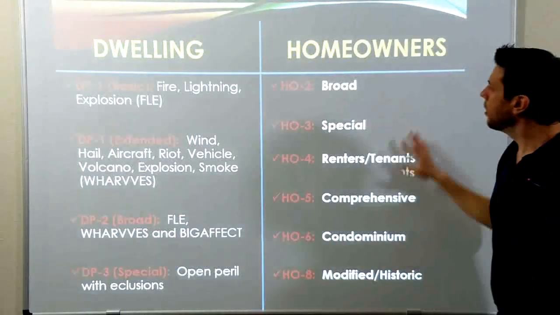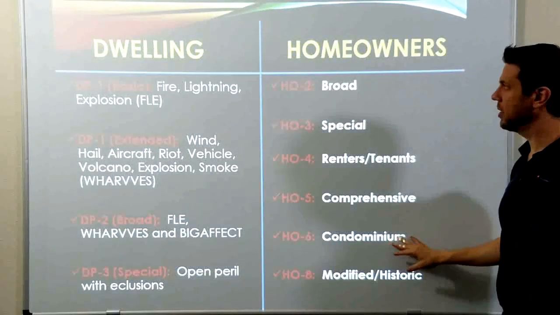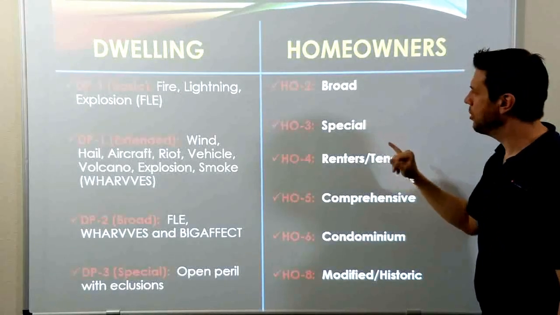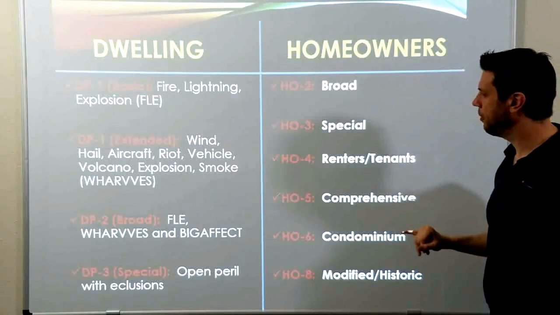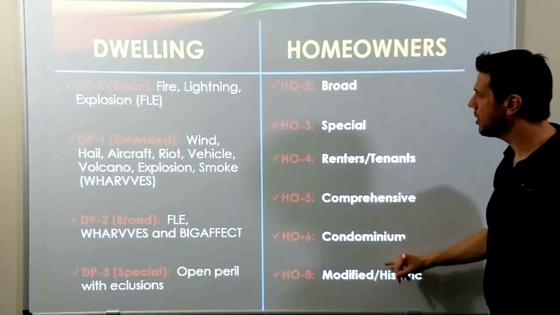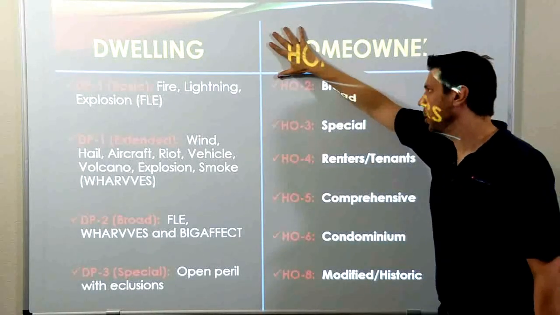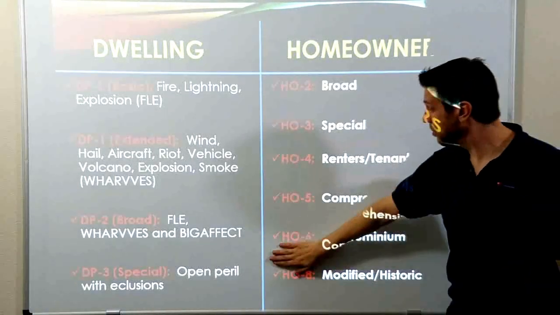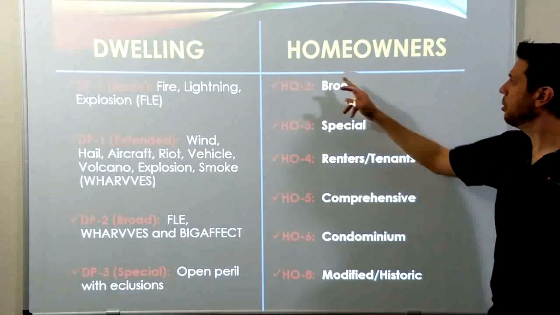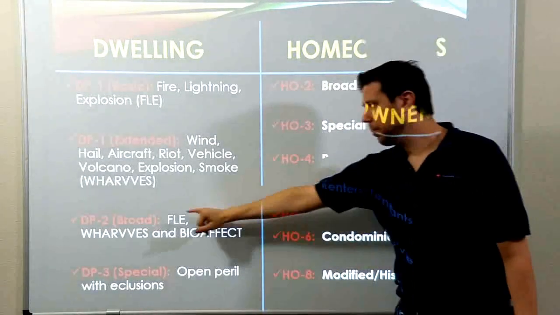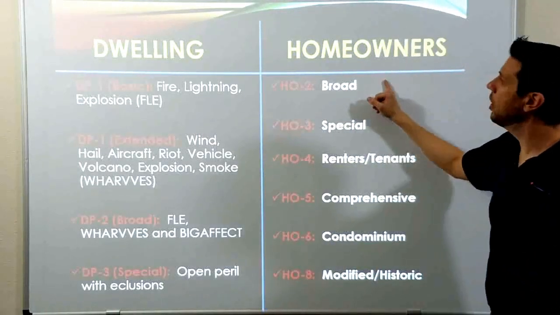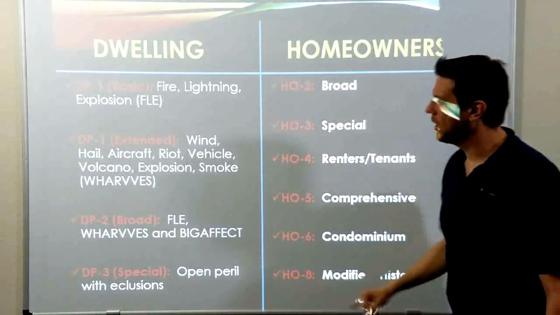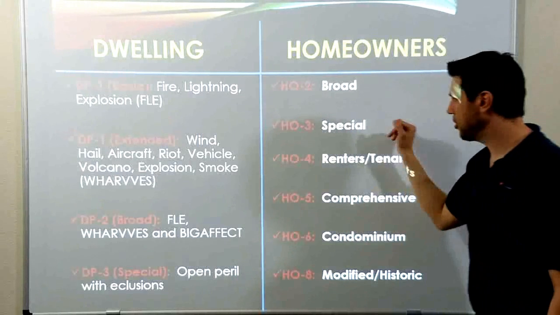There's 6 types of homeowners policies. There's an HO2, HO3, HO4, HO5, HO6, and HO8. There is no Homeowners Form 1. There is no Homeowners Form 7. The HO2, just like the Dwelling Policy 2, is known as broad. The HO3, just like the DP3, is known as special.